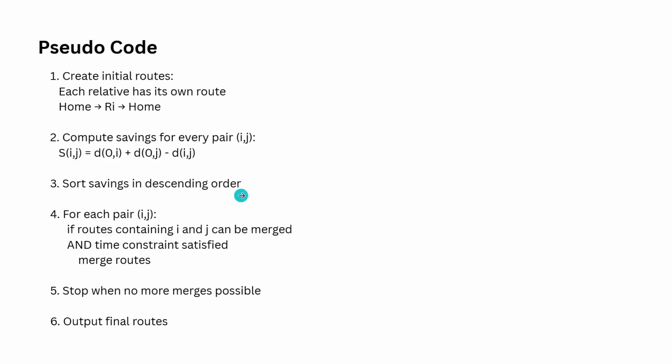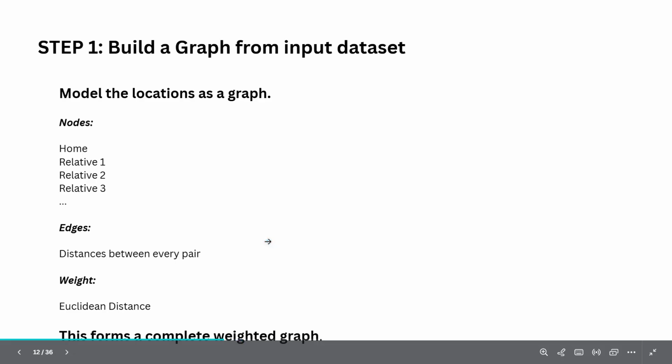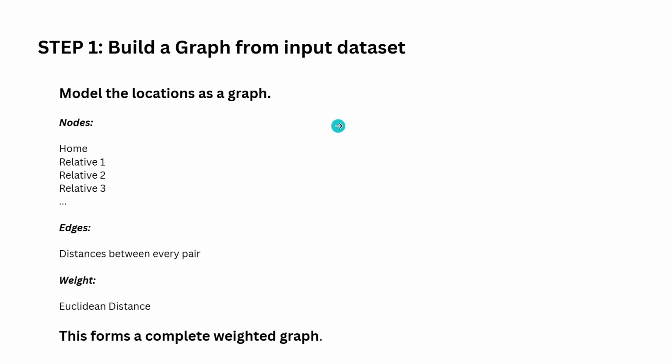Sort the savings in descending order, so I can merge the highest savings first. For each pair i and j, if routes containing i and j can be merged and time constraints are satisfied, merge routes. Stop when no more merges are possible. Output final routes.